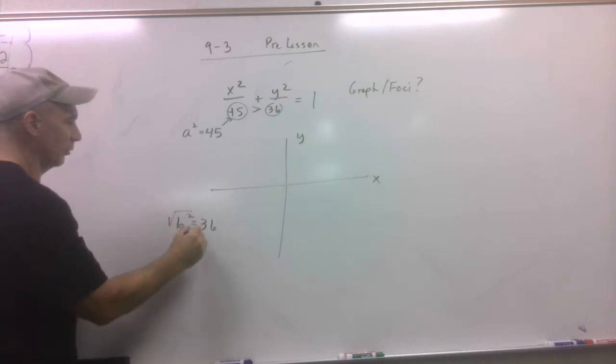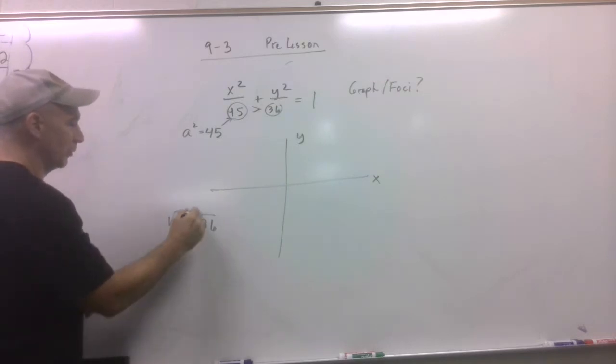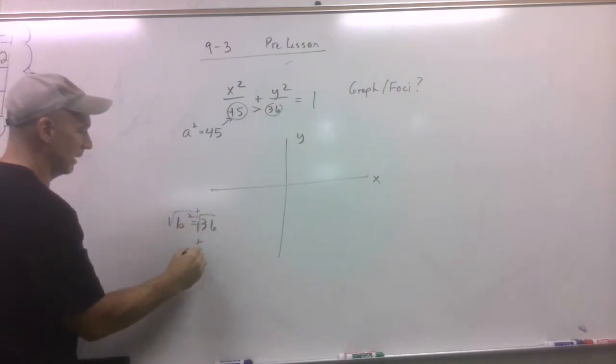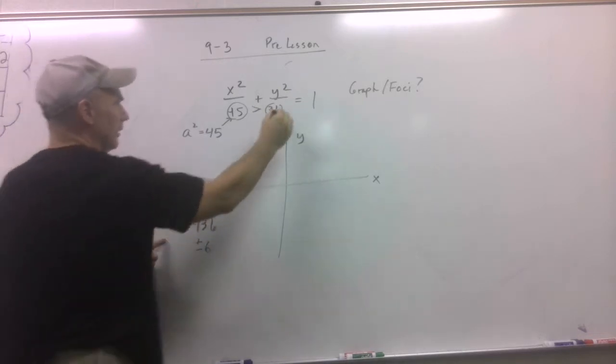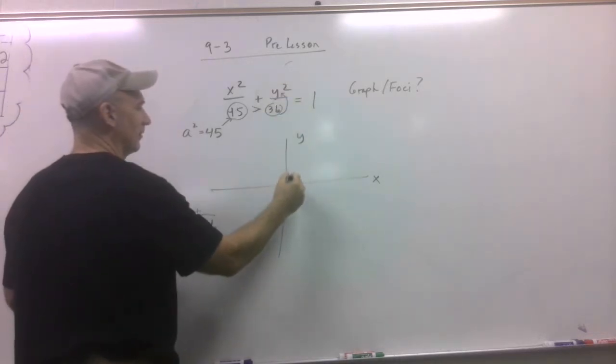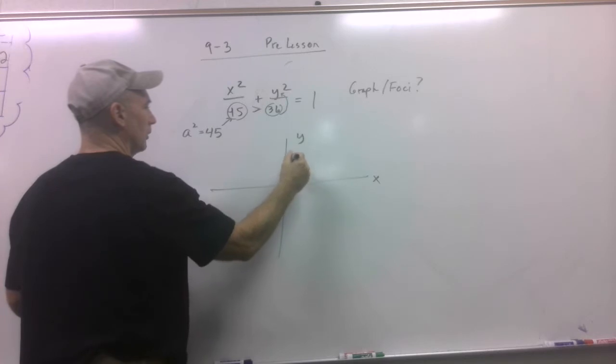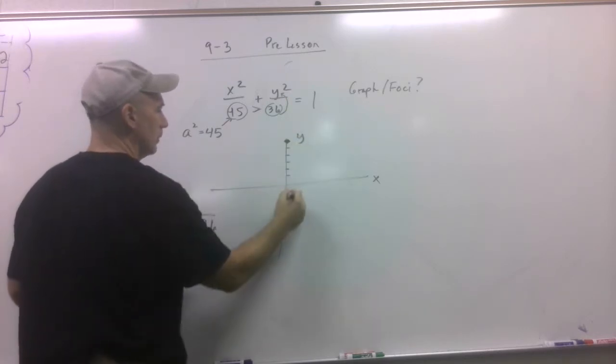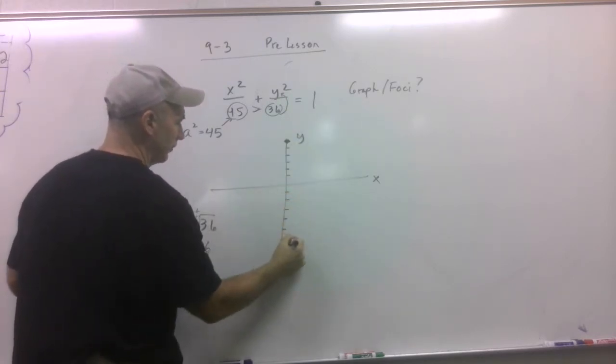Now this one's the easy one. We take the square root of both sides. If you want to go bada boom, bada bing, do the right thing, you get plus or minus 6, which means travel along the y-axis 6. So 1, 2, 3, 4, 5, 6. 1, 2, 3, 4, 5, 6.